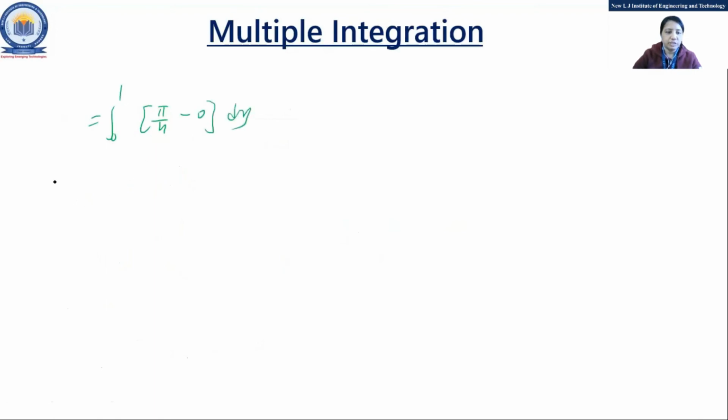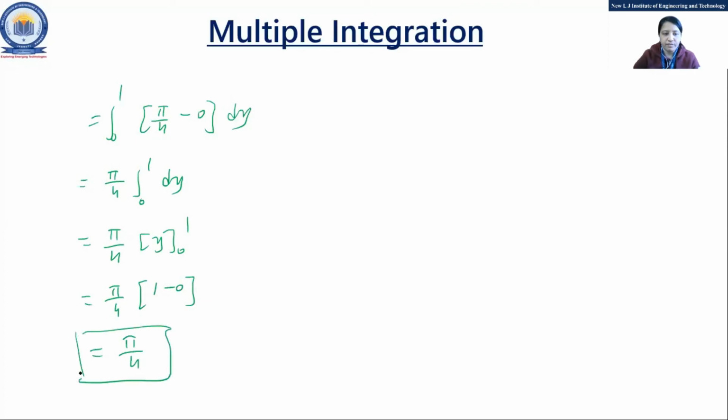So you can see that this pi by 4 is a constant one, so I'll take it out: pi by 4, 0 to 1, 1 dy. So 1 dy, that means integration of dy, that is only y, and limits are 0 to 1. So pi by 4, y minus 0, 1 minus 0. So the answer is pi by 4.